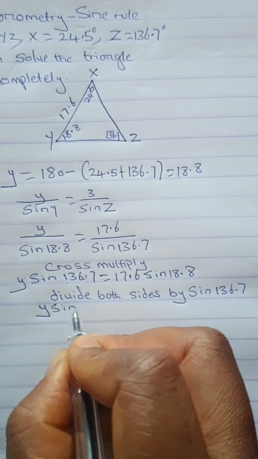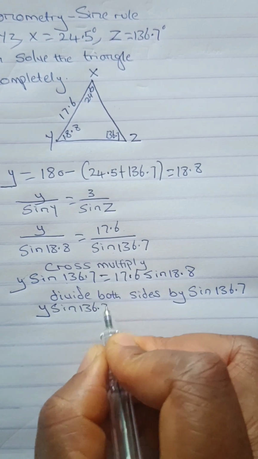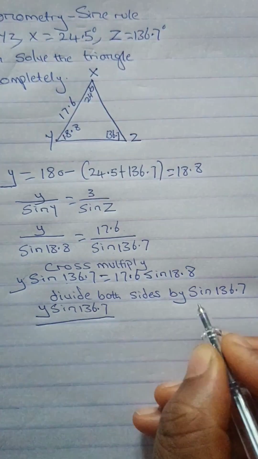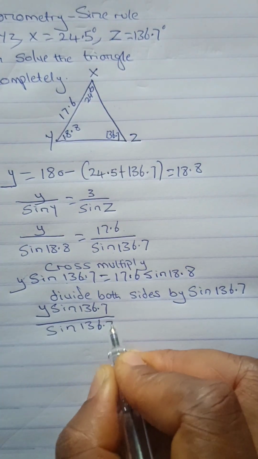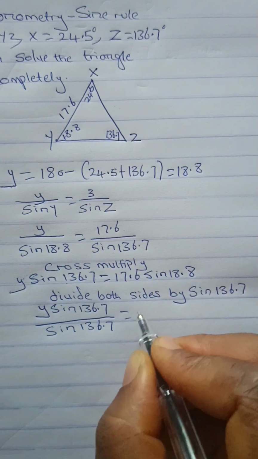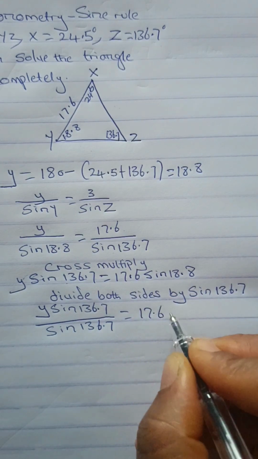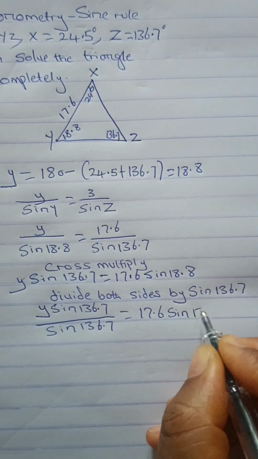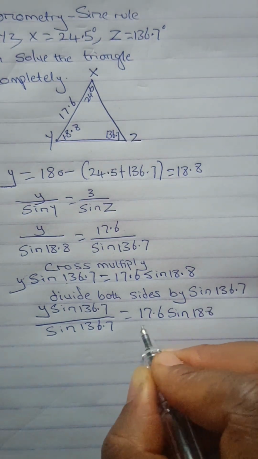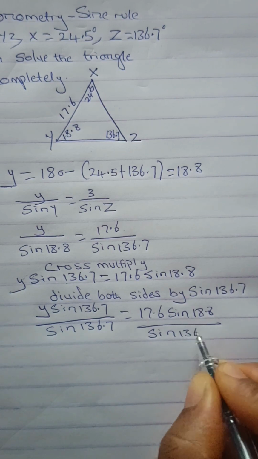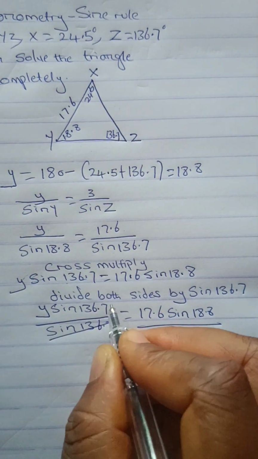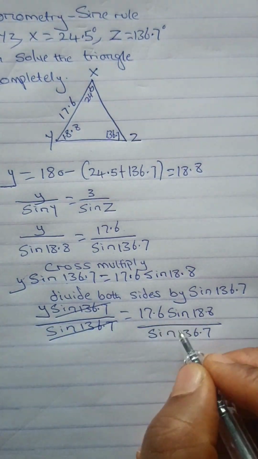When we do that, our y will stand alone, and this is what we mean. y sine 136.7, this divided by sine 136.7, equal to this, 17.6 sine 18.8 divided by sine 136.7. This can divide this, and then y is standing alone.